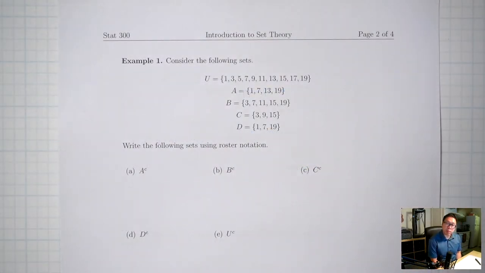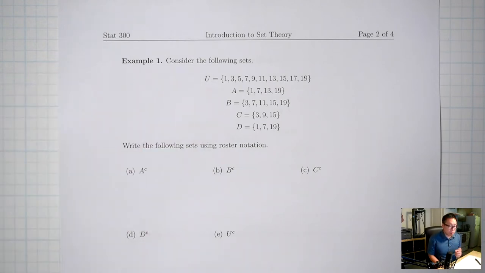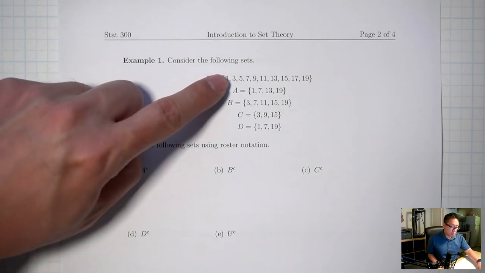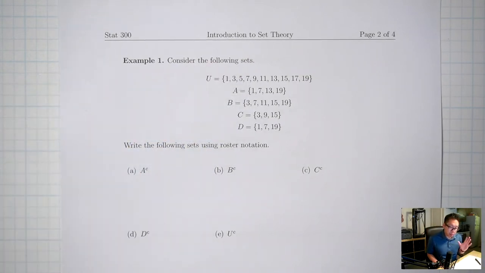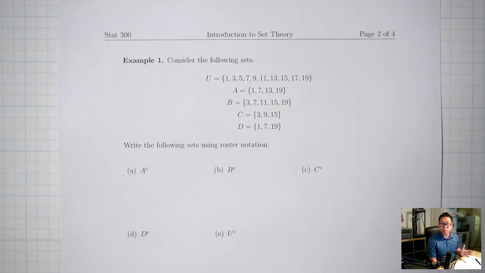So here we have a bunch of sets. The first one with the U, that's our universal set. So that's what we mean when we say quote unquote everything. So quote unquote everything would be 1, 3, 5, 7, 9, 11. Looks like it's odd numbers between 1 and 19. Write the following sets using roster notation. So what I mean by that is I want a list.